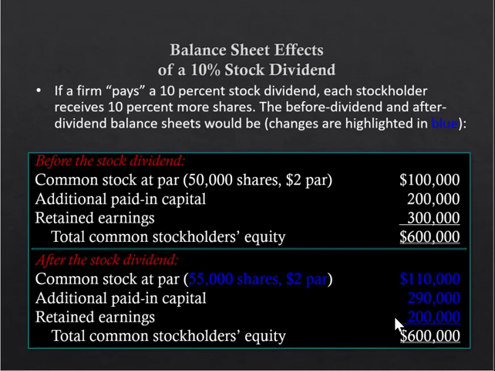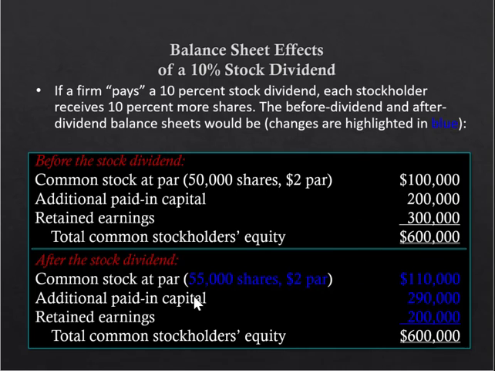So let's look at the balance sheet effects of a 10% stock dividend. Firm pays a 10% stock dividend. Each stockholder receives 10% more shares. Therefore, before the dividend and after the dividend, the balance sheets would be, and again, you see that there's a difference here if it's a stock dividend versus a stock split, but in general, you end up at the same answer. So common stock at par, 50,000 shares at $2 par, you have $100,000 par value. APIC is 200,000, retained earnings 300,000. So we start at the same place.